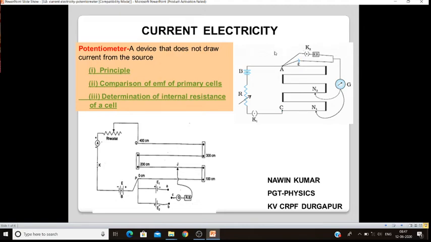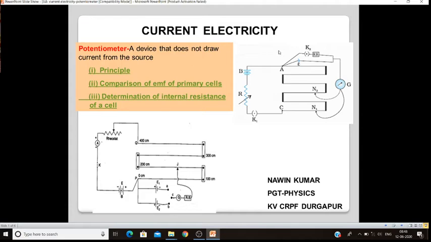Hello children, now we are in the last of the chapter current electricity, and in this segment we will discuss potentiometer. Before that we already discussed Wheatstone bridge and the application of balanced Wheatstone bridge, that is a meter bridge. Now potentiometer is a device that doesn't draw current from the source. So it is an ideal voltmeter.